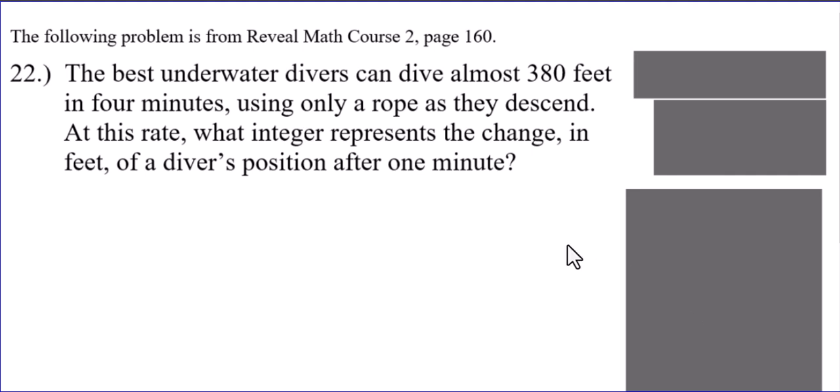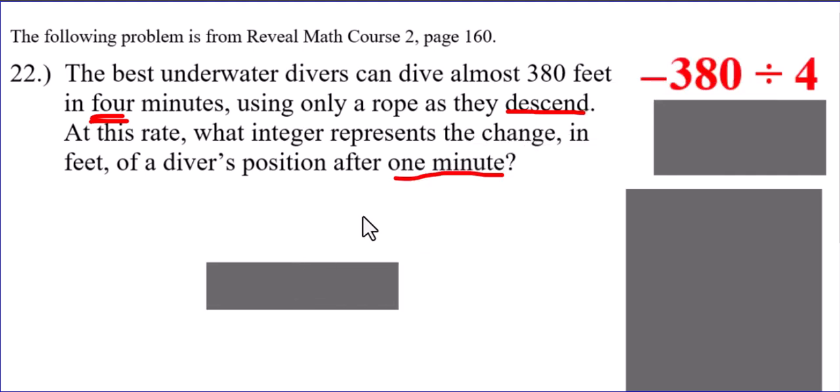All right, finally, number 22. The best underwater divers can dive 380 feet in 4 minutes using only a rope as they descend. What integer represents the change in feet after 1 minute? So they gave me the time in 4 minutes, but I need to know what it is in 1 minute. So I'm going to have to divide by 4. This is basically a unit rate problem that you've done before in the past. But watch out. He's descending 380 feet in the water. So you really should write this as negative 380.